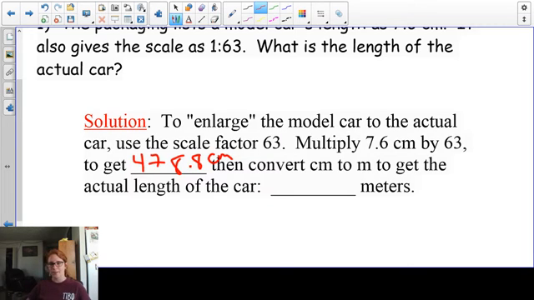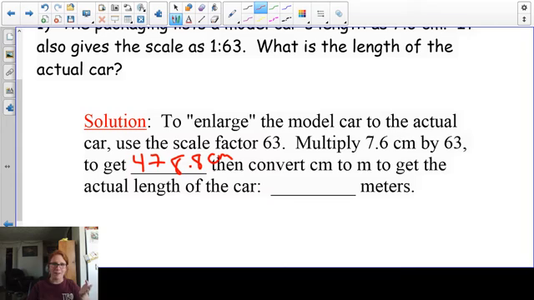Okay, so now I have it all in centimeters, but do I talk about cars in centimeters, or do I talk about it in meters? Think about it this way. Do I want to talk about your height in inches, or do I want to talk about your height in feet? Exactly. We want to convert to the bigger one.